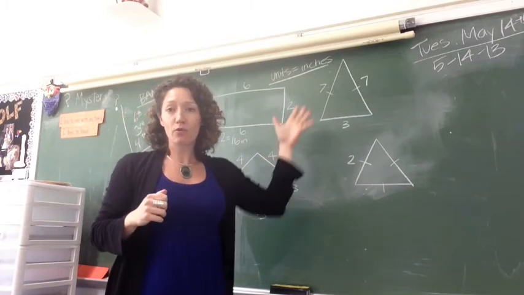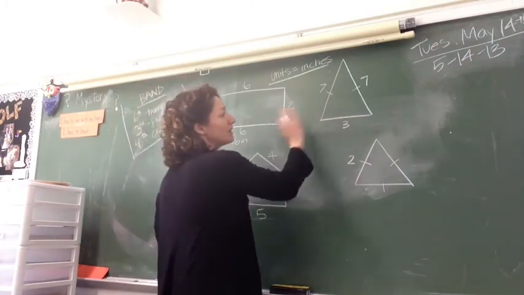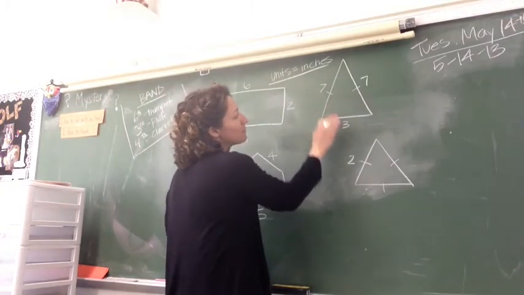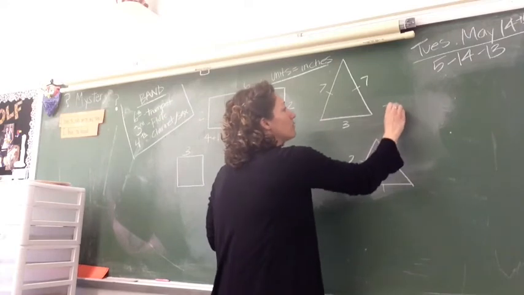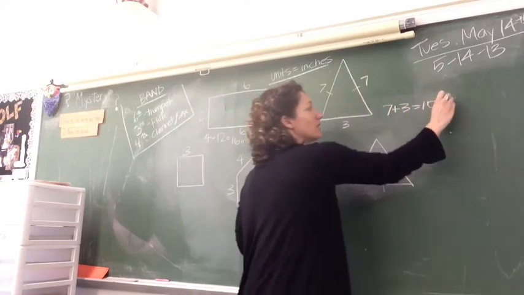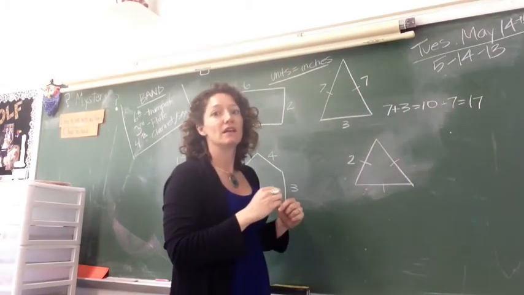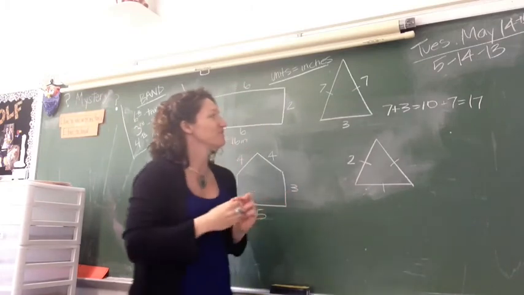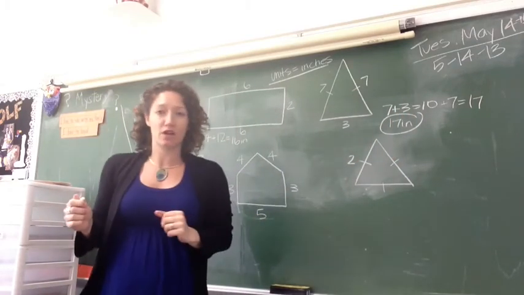So if I'm getting the perimeter of this whole shape, I want to add up each side. So I'm going to take 7 plus 3 first, because those are nice numbers. It's easy to add them up really quick. 7 plus 3 equals 10. And then I need to add up this side. 10 plus 7 equals 17. 17 inches is the perimeter of this shape.